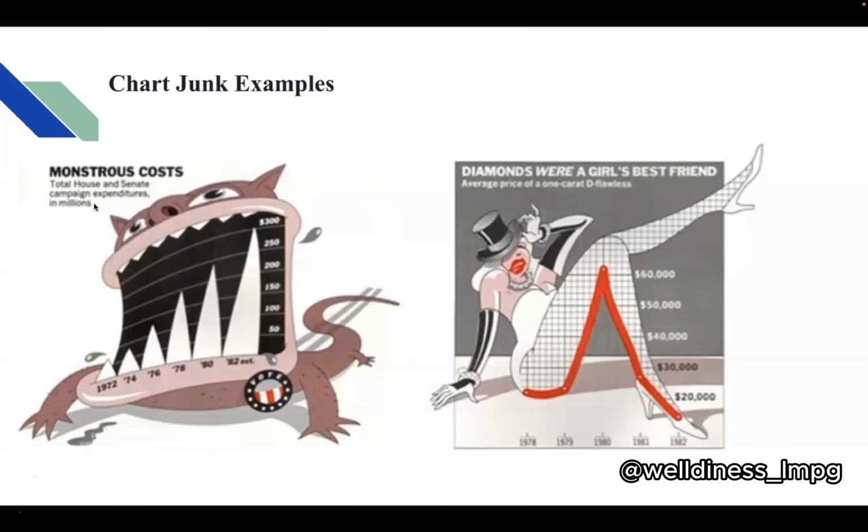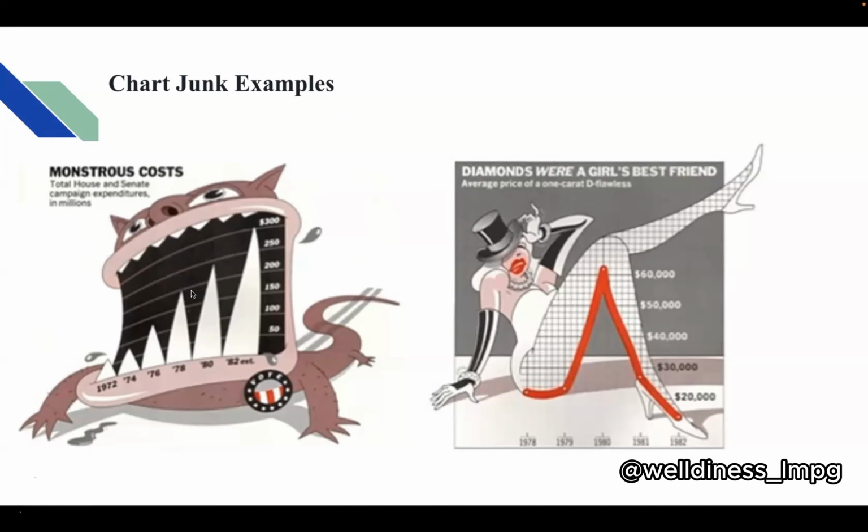This is actually talking about total House and Senate campaign expenditure in millions. But the message that is supposed to be passed is almost lost on the platform they are using to pass it. This other one is the average price of a 1 carat flawless diamond, but now they are putting a woman in a very funny position. This is just chart junk at its highest.